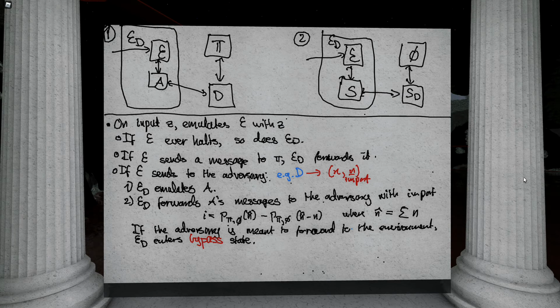So now we know how to handle the emulated environment's behavior. Now we need to discuss what happens when ED receives a message from the adversary. So I do this on the second board. Okay, so continuing the proof, I'm going to leave the theorem statement up so that we've got it in mind.